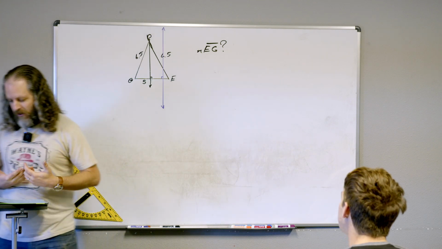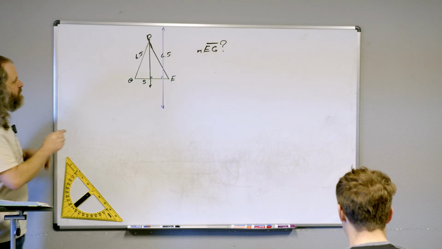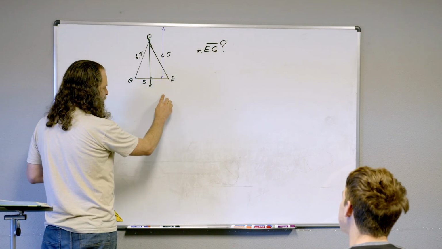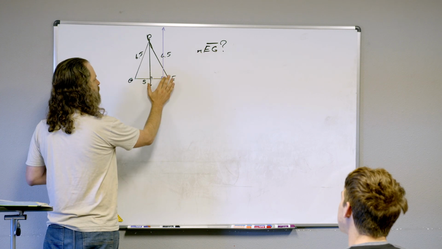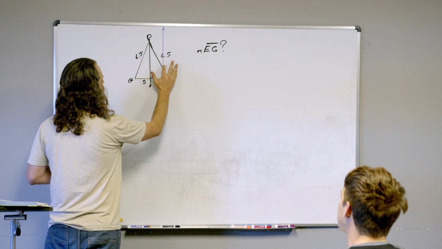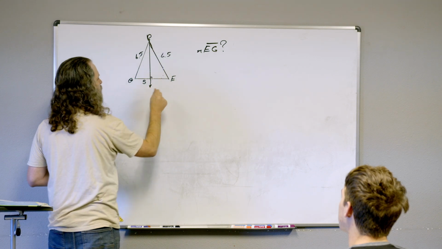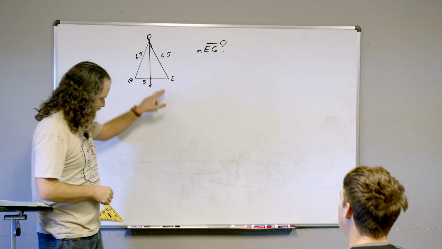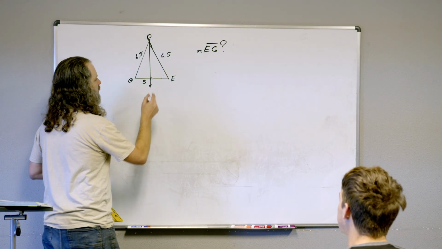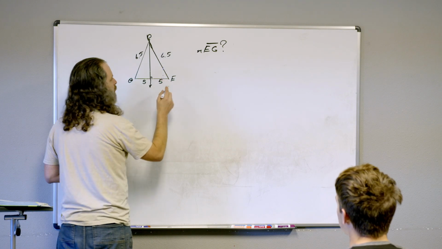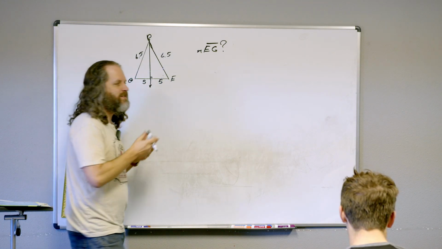Now, we're supposed to find the measure of EG. Because it's a perpendicular bisector, what does a bisector do? It cuts it in half. So what would this one also be? 5. This one would also be 5. Therefore, the measure of EG would be 10.